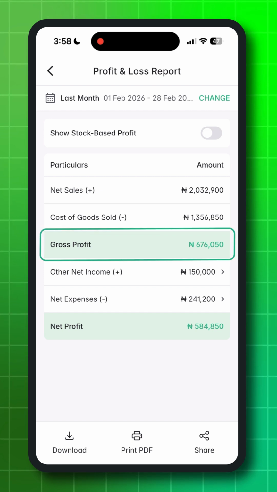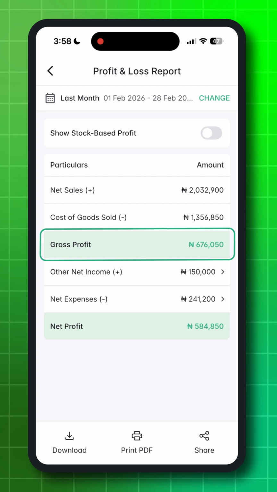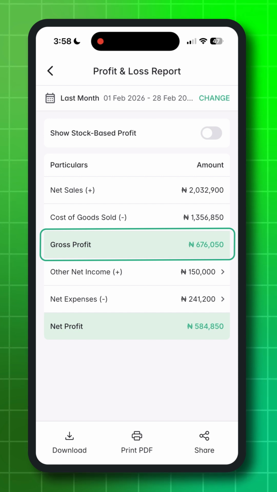Next is gross profit. Gross profit is calculated by subtracting COGS from net sales. In simple terms, net sales minus COGS equals gross profit. This shows your initial profit before adding other income or subtracting any expenses. It tells you how much profit you made only from selling goods.